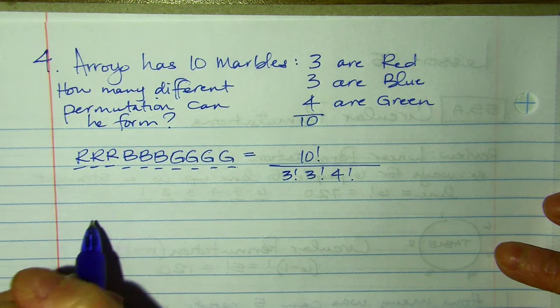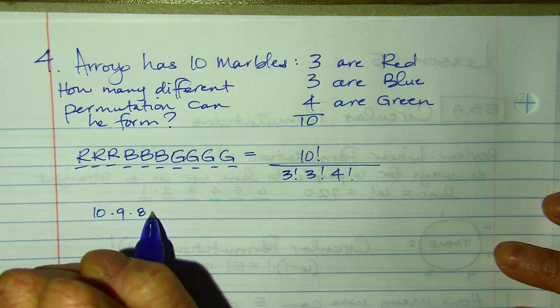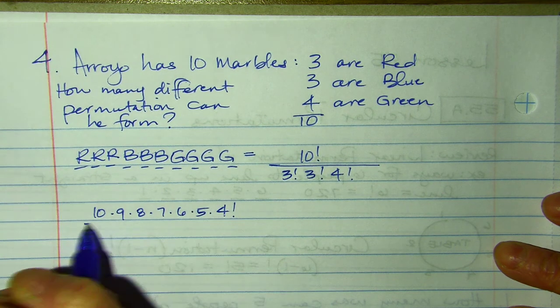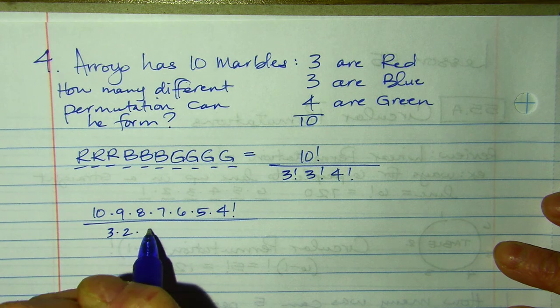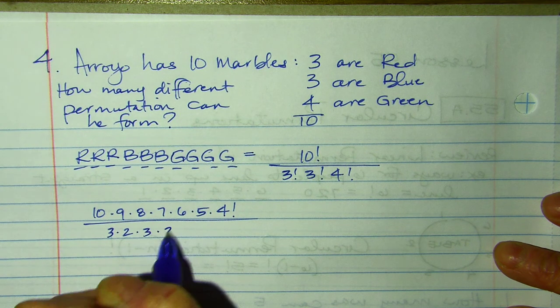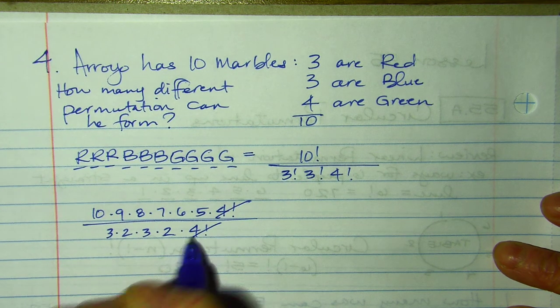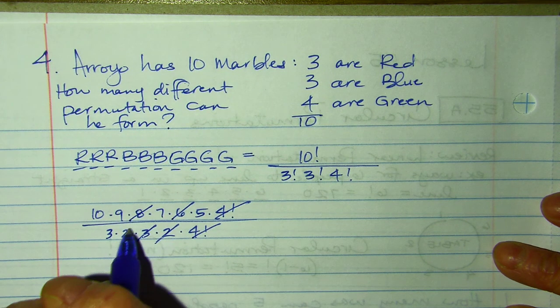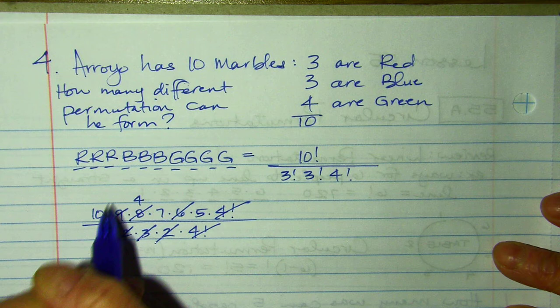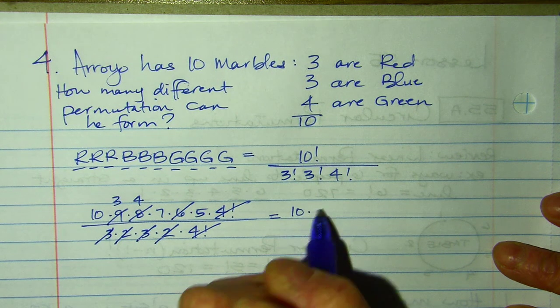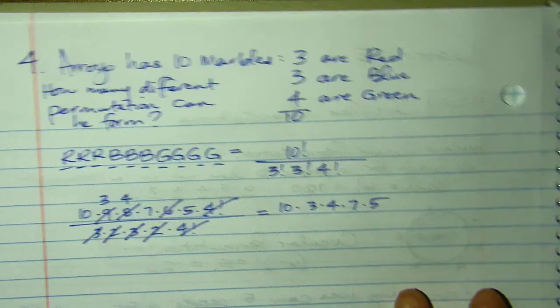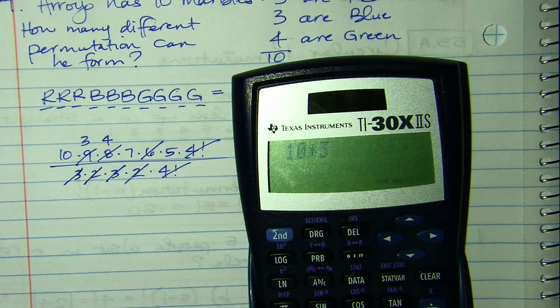Okay, and you can do this by hand. 10 times 9 times 8 times 7 times 6 times 5 times 4 factorial over 3, 2, 1. I don't need the 1, right? 3, 2, 4 factorial. So this 6 and 3 times 2 are out. 8 over 2 is 4. 9 over 3 is 3. So I'm left with 10 times 3 times 4 times 7 times 5. And so I get 4,200.